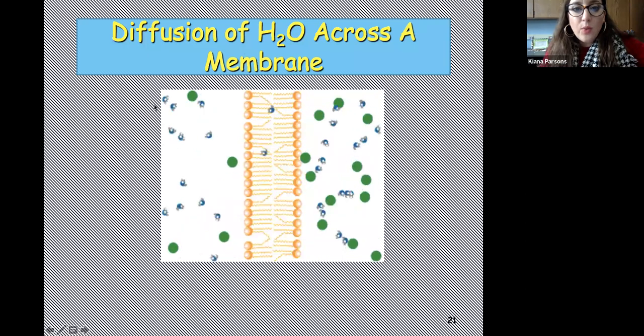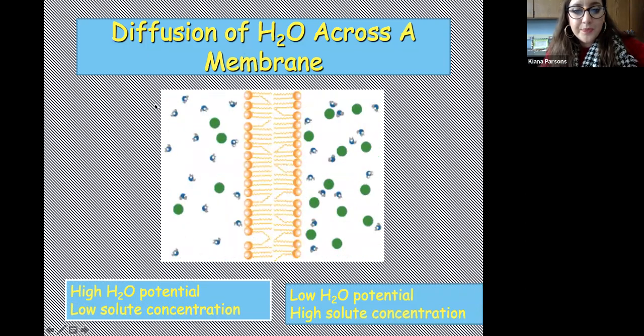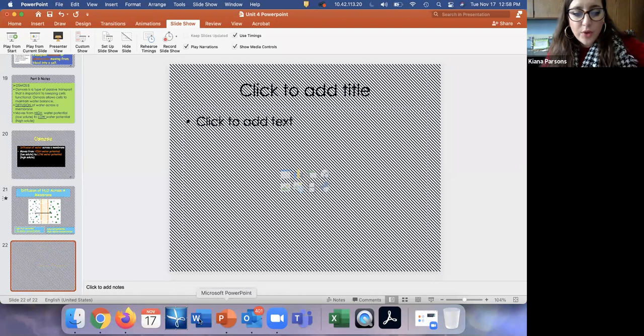All right, and we are going to do a lab that demonstrates this principle, but as you can see, water moves from a high water potential or low solute concentration to a low H2O potential or high solute concentration. So this would be the fresh water on this side. This is the seawater through the cell membrane. This fresh water is being pushed out into the seawater. And all right, that is all I have for you today.